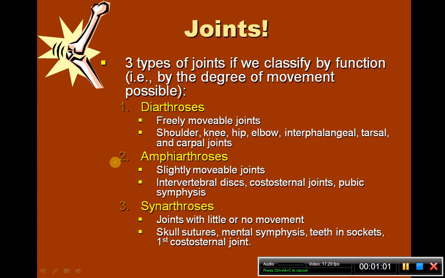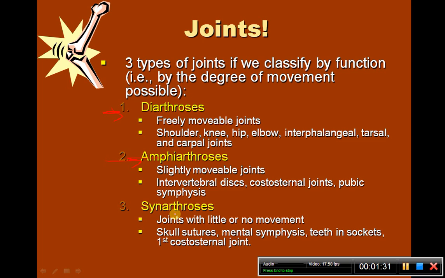So when you look at this amphi, it means both. It can do both. Diarthrosis is one extreme, synarthrosis is the other extreme, amphiarthrosis is in between. The diarthrosis is especially important. This is the one you're going to have to know the most about. Diarthrosis, they're extremely mobile. Like your shoulder, your hip, your elbow, where you have a lot of mobility. Synarthrosis, not mobile. So they have barely any movement at all, if any at all.